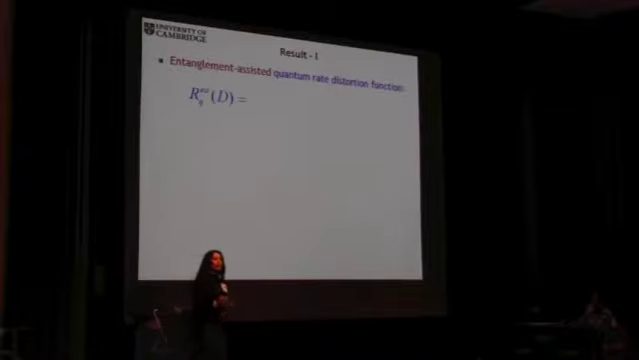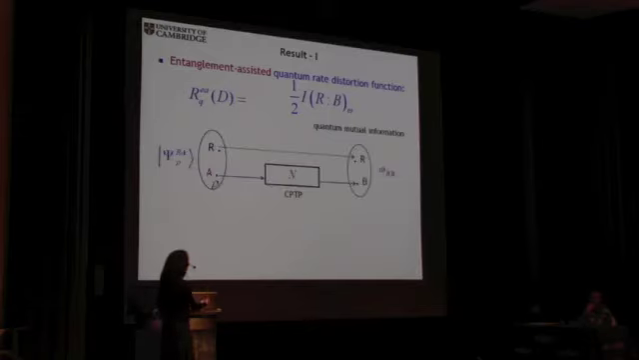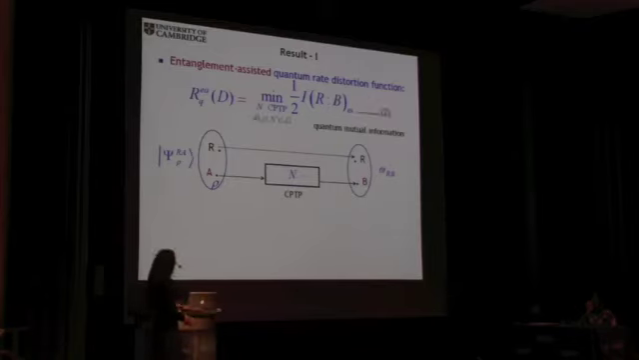We find a single letter expression for it given by this quantity, which is half the quantum mutual information. And the state omega is the one we saw before, that is one obtained from a purification of the source state if you allow a physical operation to act on the source itself. And this is minimized over any possible such CPTP maps subject to the given distortion criterion.